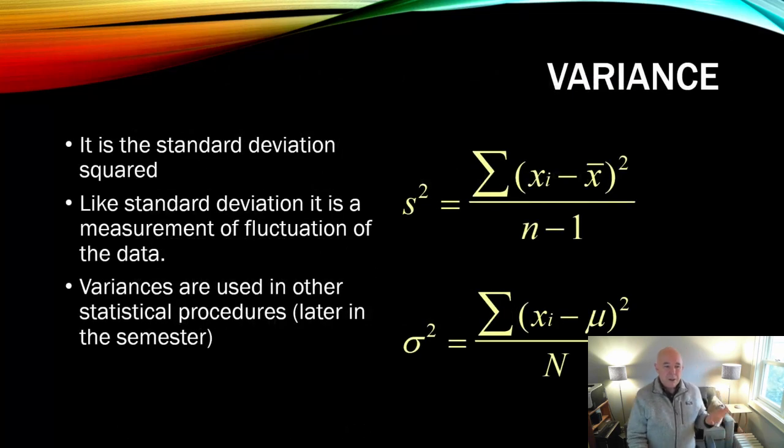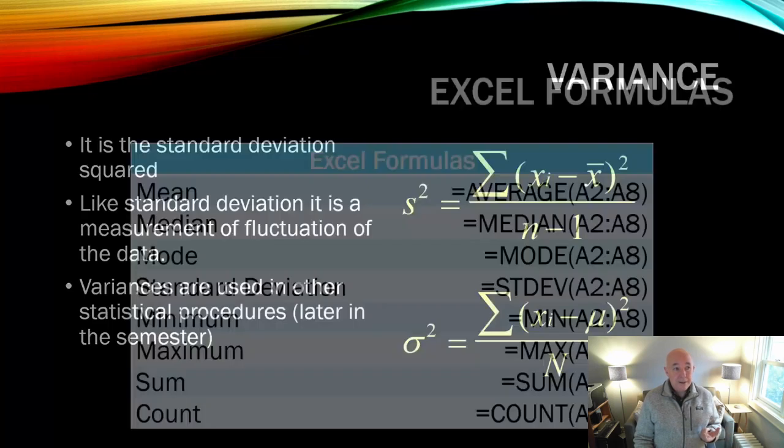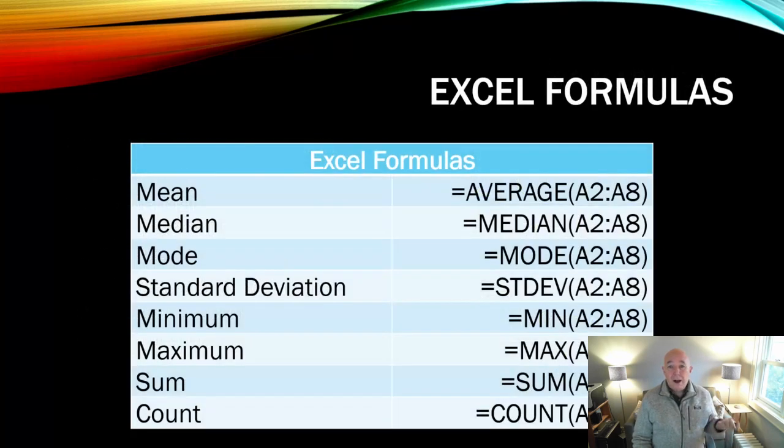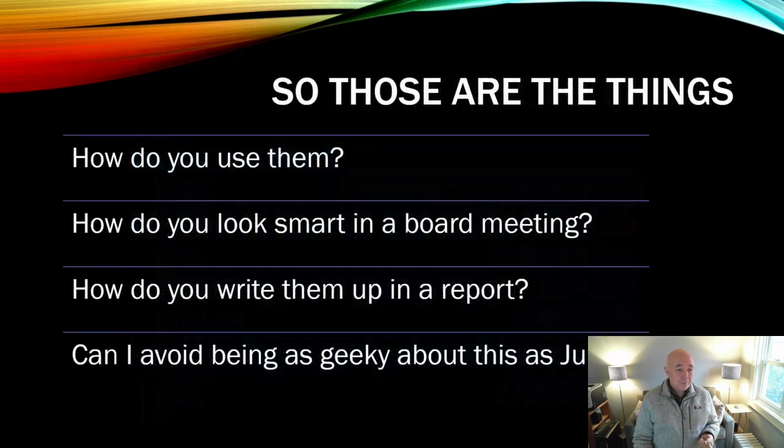Variance we're not going to deal with much in descriptive statistics, simply just report it. Variance is the standard deviation squared. Standard deviation is the square root of the variance. There's a relationship there. We'll use this when we talk about analysis of variance later on. Excel has these functions. If you use Excel, these work really well. Use them. I use them a lot when I'm working in Excel.